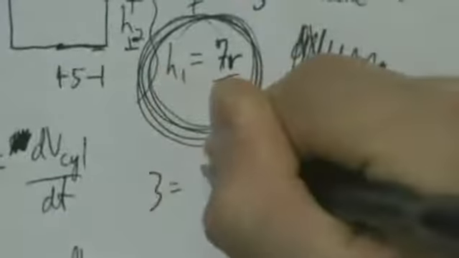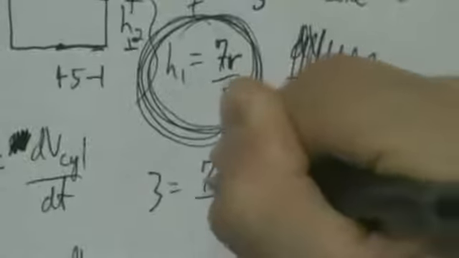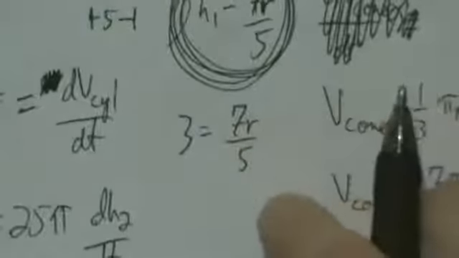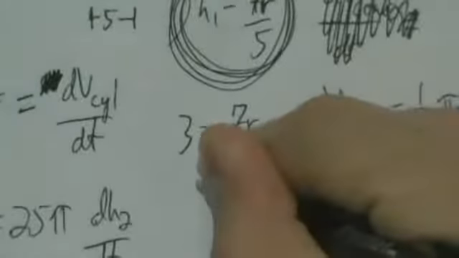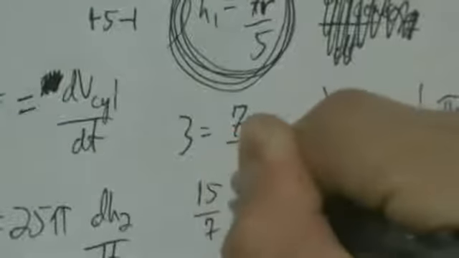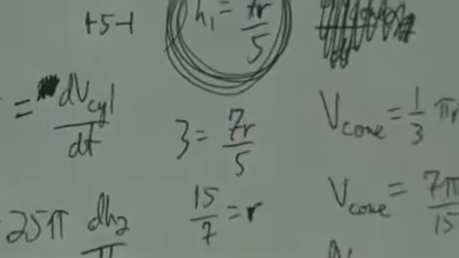So zoom back in a bit. If we go back to this equation here, then h1 is 3, and then 3 equals 7r/5. So if we solve for r, multiply both sides by 5/7, and then we just get 15/7 equals r. So when h1 is 3 feet, then r is 15/7 feet. So now we have r, which we can stick into here.